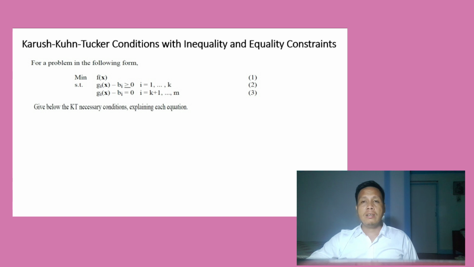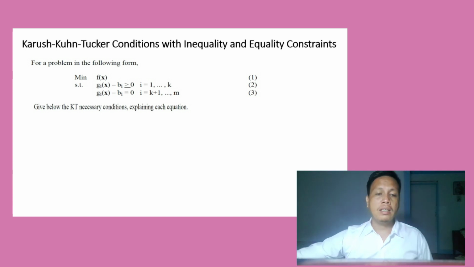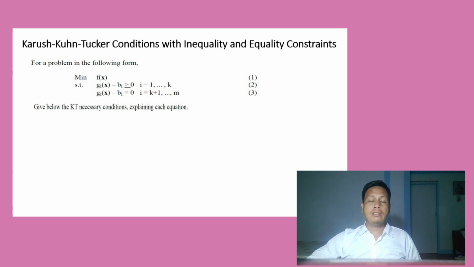So there are inequality constraints and equality constraints. For the problem in the following form, minimize f of x subject to g sub i of x minus b sub i greater than or equal to 0, i is equal to 1 up to k, and g sub i of x minus b sub i equal to 0, i is equal to k plus 1 up to m. So you have to give the Kuhn-Tucker necessary conditions, and also we have to explain this other equation.